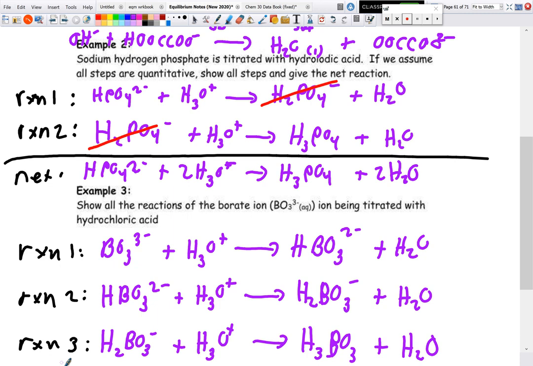Now you will notice that we're reacting with H3O+ because we have hydroiodic acid, for example 2, and hydrochloric acid in example 3. These are strong acids, and remember with strong acids, when we write them out in entities, it's H3O+.